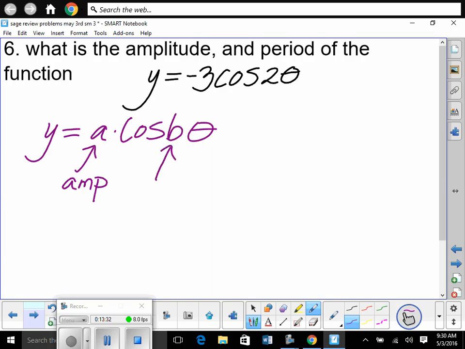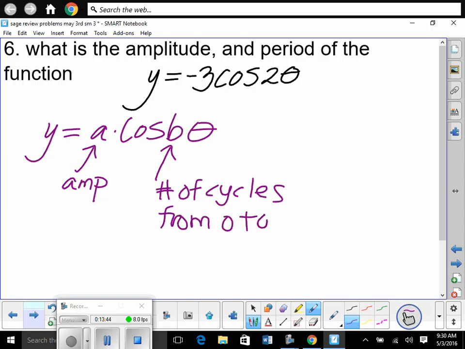B is not the period, guys. A lot of you are going to say that. Don't say it. B is the number of cycles from 0 to 2 pi. You've got to get this in your head. Okay? But we do know how to calculate period. Period is 2 pi divided by b. So now let's answer that. That's the first thing I write down on a blank test when I go in to take any tests.